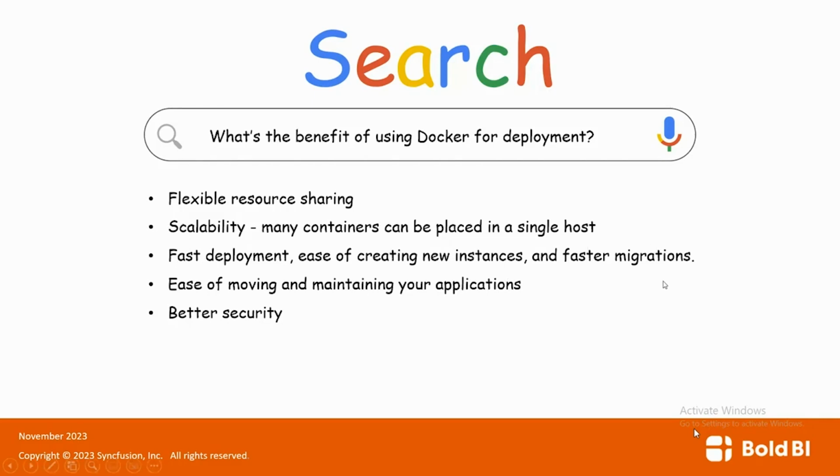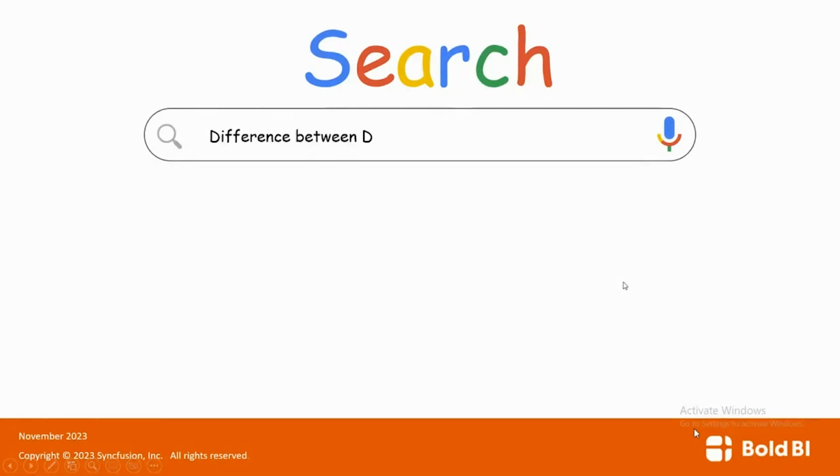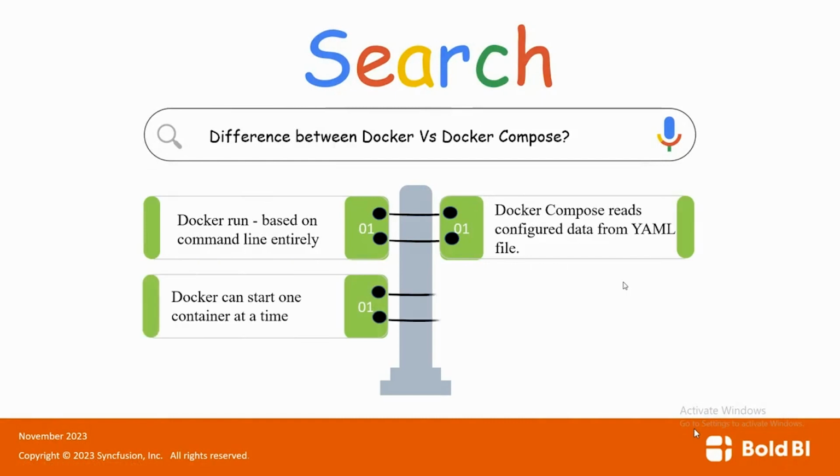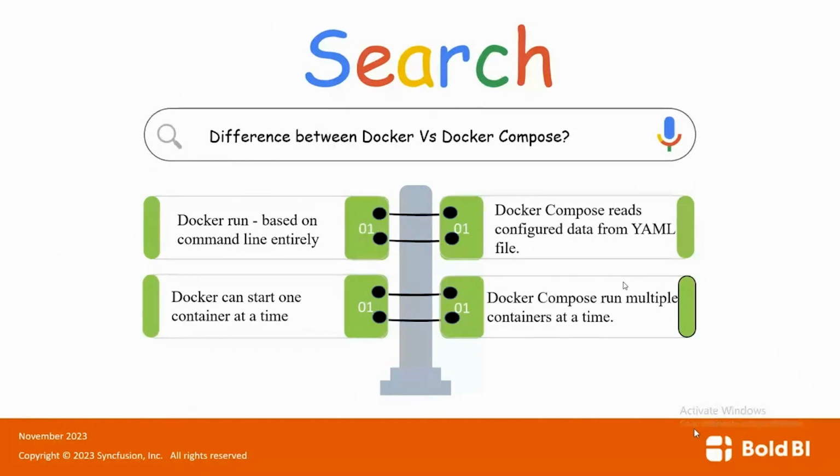Now let's take a look at the difference between Docker and Docker Compose. Docker is a run command that works completely on the command line. Docker Compose reads the configuration, meaning the commands that you entered into the YAML file, and the commands will be executed from there, which is something like a silent installation. The second difference is that Docker can start only one container at a time, but Docker Compose can run multiple containers at a time. This is a major difference between Docker and Docker Compose.